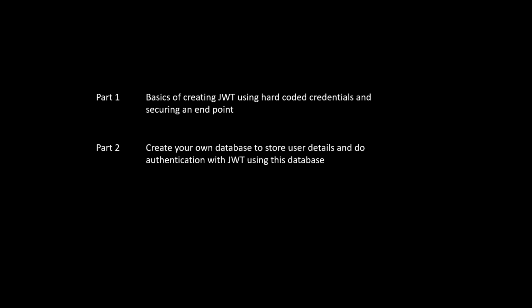On login, we will generate a JWT token, and then I will show how to protect API endpoints with JWT authentication. In the second part, I will show how you can use your custom database to store user information. We will create a registration endpoint to register new users, and we will modify the already created login API to use our database for authentication.